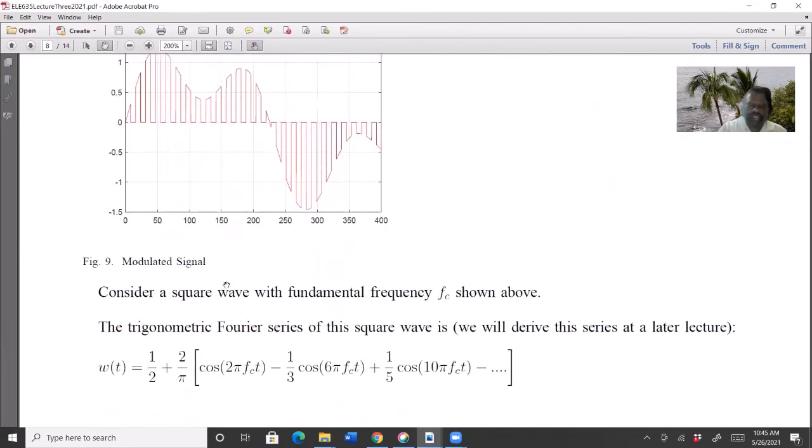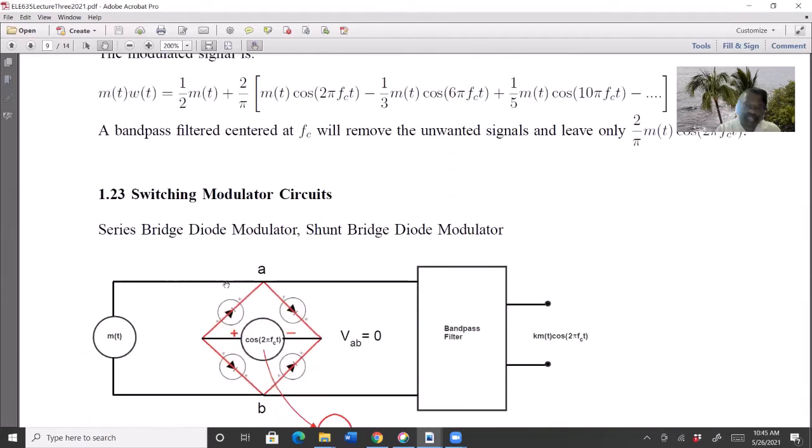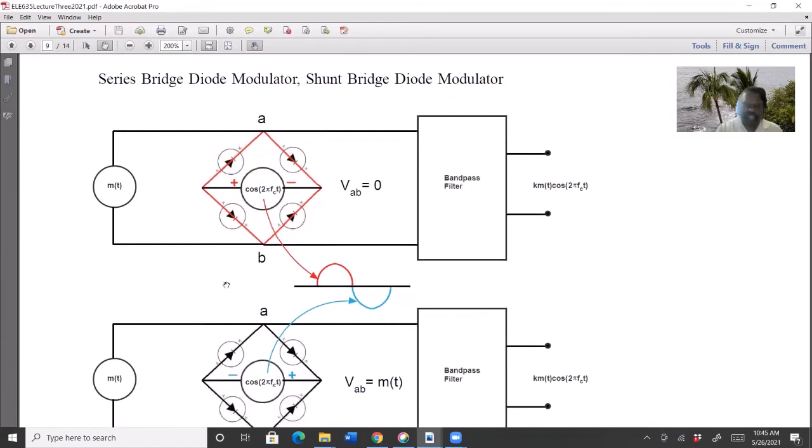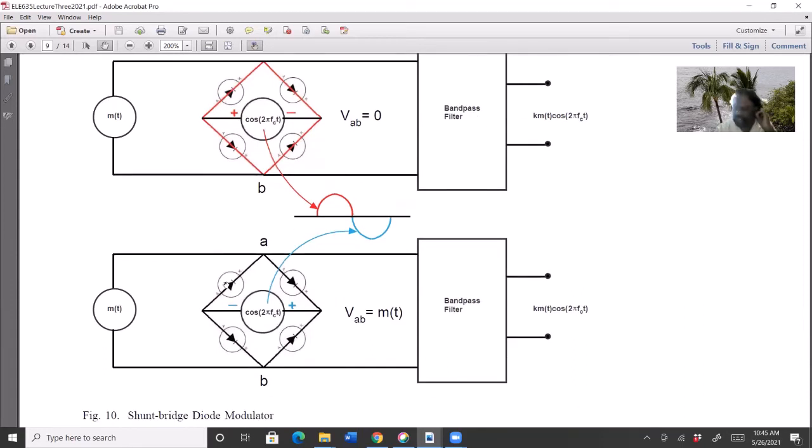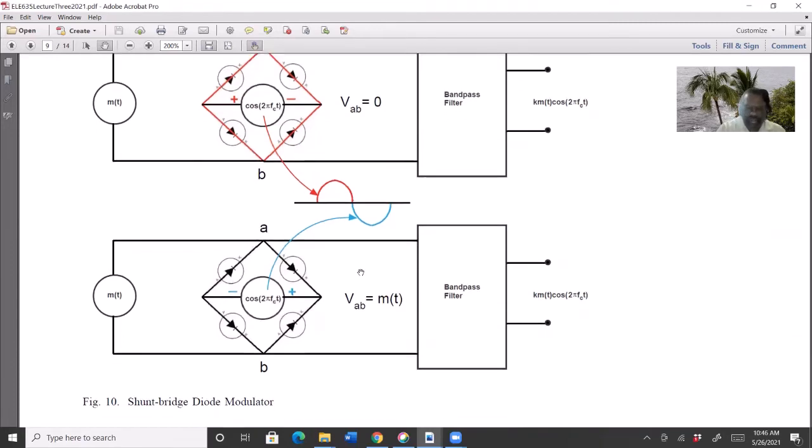Alright guys, so this is how the switching modulator works. There is a theoretical part and then this practical implementation. In switching modulators, we generate cos(2π fc t). You can't avoid that. Instead of using a nonlinear circuit, we have this clever arrangement.